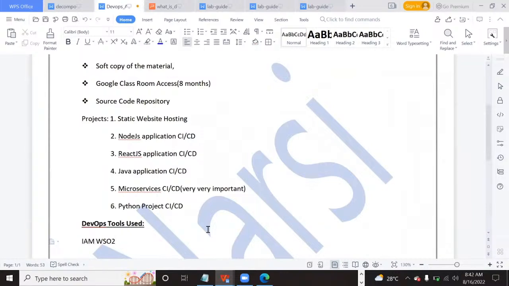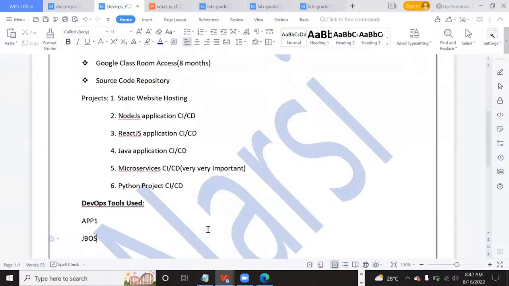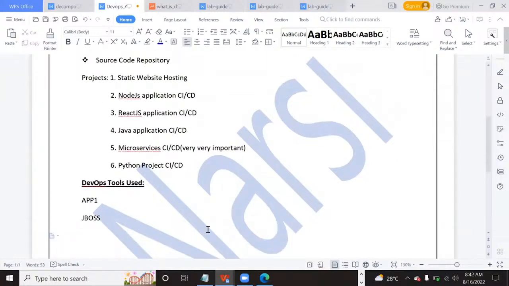WSO2 is one IAM server, which is running on its own. Or else let us take one application. Let's say app one is an application running on JBoss, just assume. Now this app one is connecting to the MySQL database.